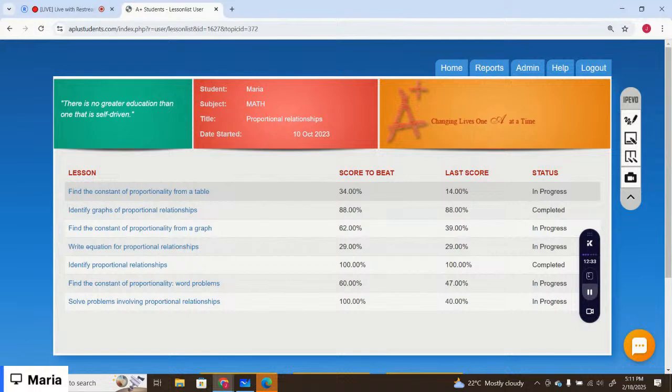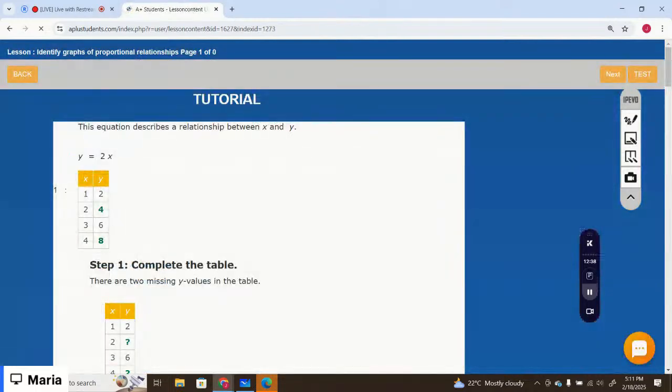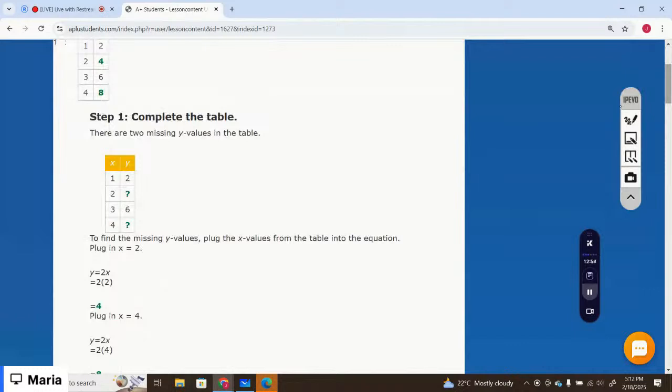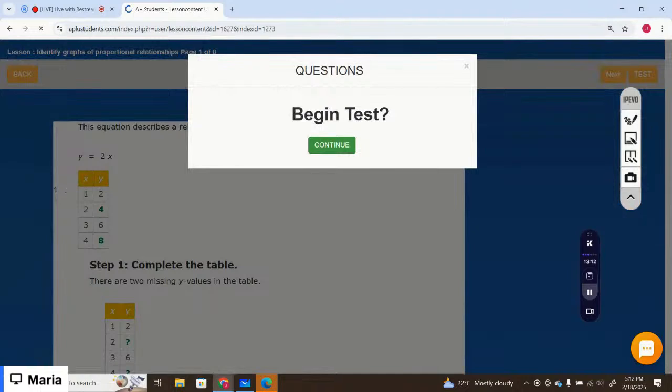The next lesson is identify graphs of proportional relationships. This equation describes the relationship between x and y: y equals 2x. You have to find the missing values. Let's just start with the test questions because they are already solved.